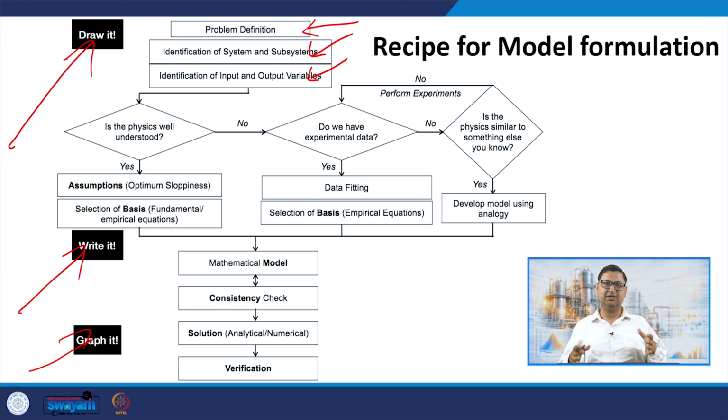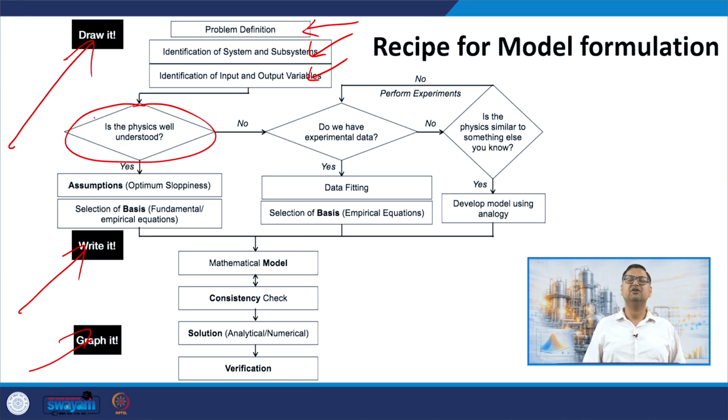Once we have that drawing and once we have that understanding, then we can go ahead and ask ourselves, is the physics for this problem well understood? Let us say for a Spring-Dashpot problem, the first question is, do we know that we can apply Newton's laws for this problem? And if we do, it is great. And if we don't, then we have to think about alternate ways, maybe by empirical model or maybe by analogy, right? But if we know the physics really well, then we can go ahead and develop a fundamental model, and those models will of course invoke certain assumptions.